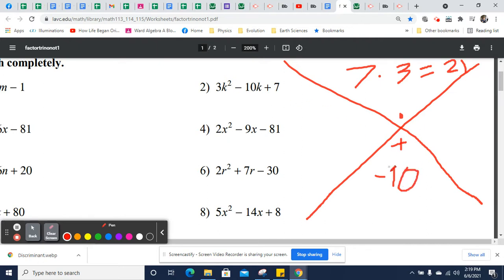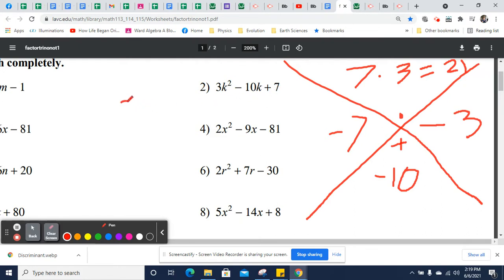Now, because I've got a positive number and a negative number that I'm adding up to, I'm going to be using the two negative factors of 21. So minus something and minus something. Now you may be able to see fairly quickly that a couple of factors that would work would be negative 7 and negative 3.